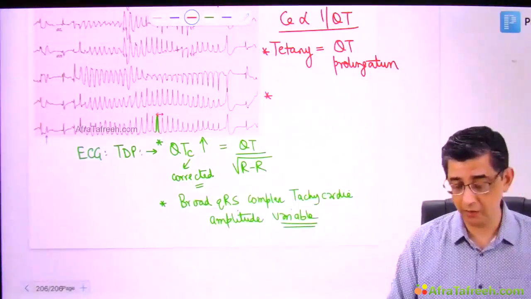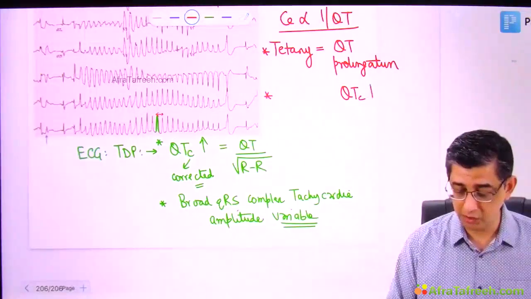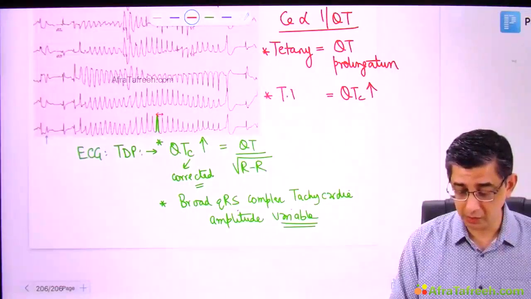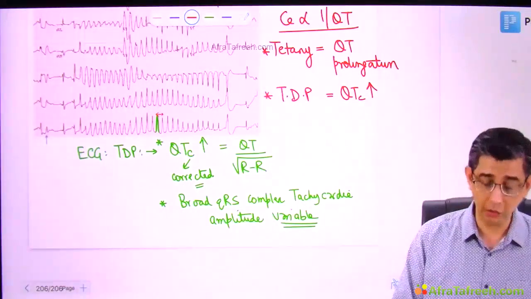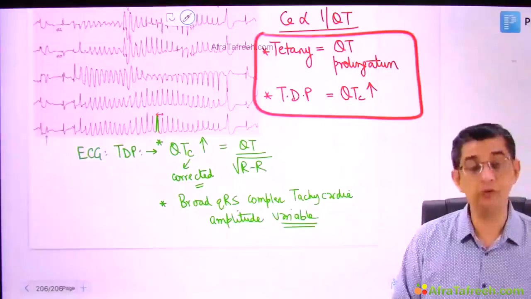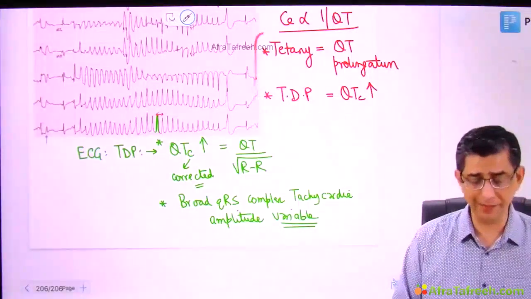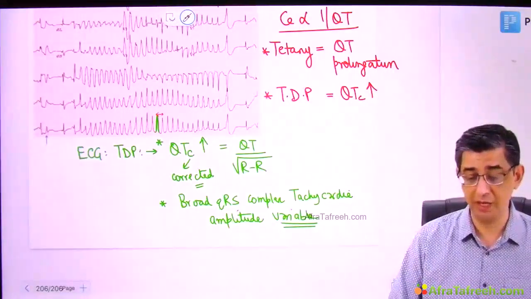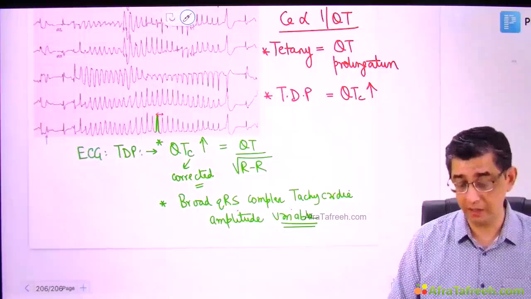At the moment, I want you to remember that if he says the word QTC prolongation, then you need to answer this as Torsades de Pointes. You can see that a small alphabet C is making one hell of a difference in the answer. If you read the word QT prolongation plain, that is tetany. But if he says the word specifically QTC prolongation, then that's one of the important diagnostic criteria for Torsades de Pointes.